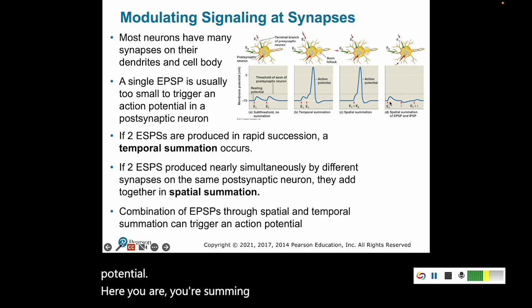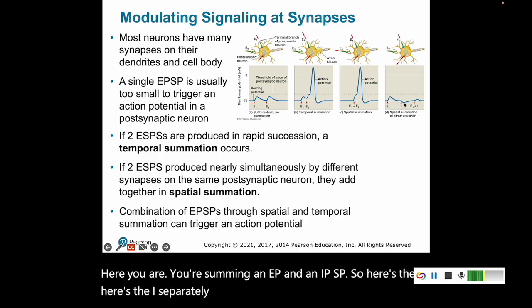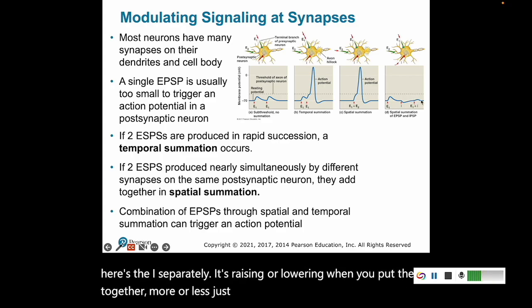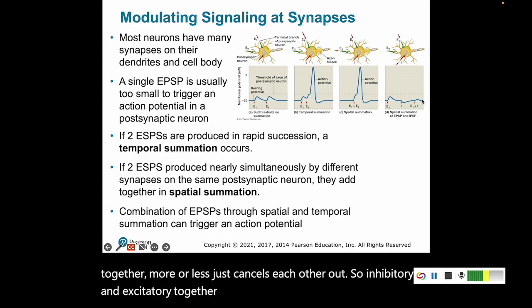Here you're summing an EPSP and an IPSP. So here's the E, here's the I separately. It's raising or lowering. When you put them together, more or less just cancels each other out. So inhibitory and excitatory together kind of tells the cell, never mind.